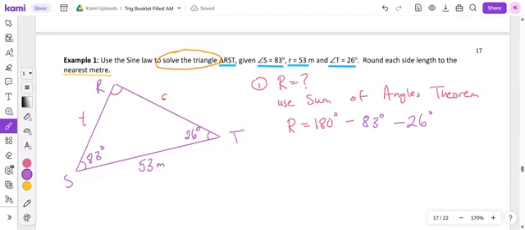Every single student has a calculator. If you don't, come on up and grab one. Try to do this in your head.